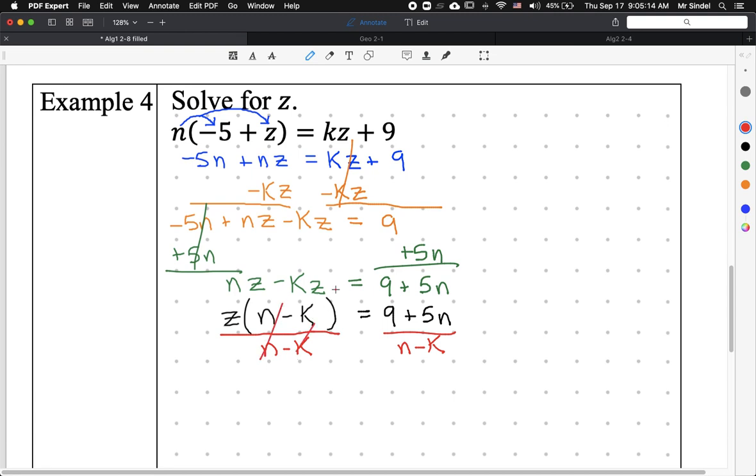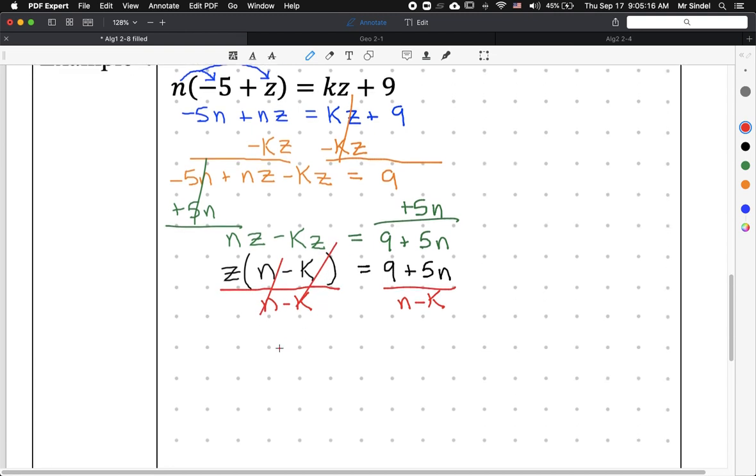This n minus k cancels out, and I'm left with just z on the left-hand side. And on the right-hand side, I just rewrite this fraction. This is 9 plus 5n in the numerator, and in the denominator, we have n minus k. There's our final answer, and I box it.